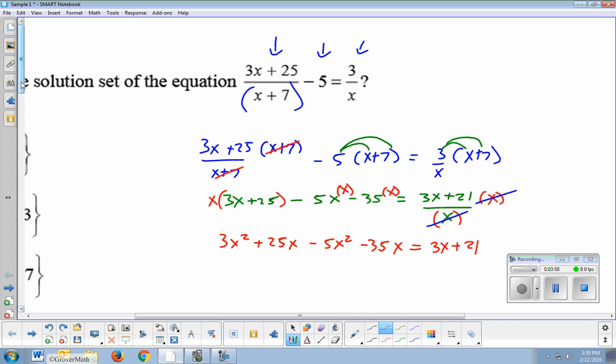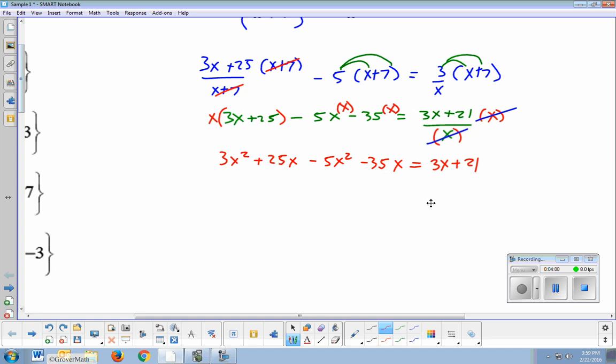All right, so isn't that much better? Now there are no more fractions. But now we still need to do the algebra here. And so the first thing we want to do is combine all of our like terms and see what we're looking at. So I have 3x squared and negative 5x squared. That's negative 2x squared. I have 25x and negative 35x over here. That's a negative 10x. And that's equal to 3x plus 21.